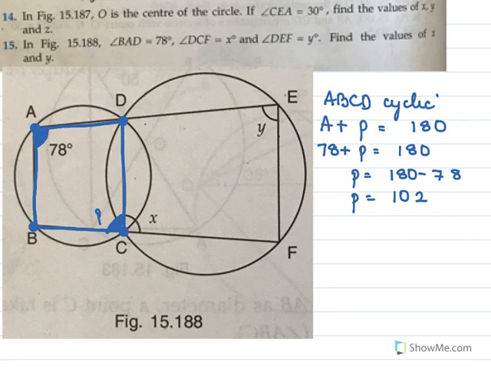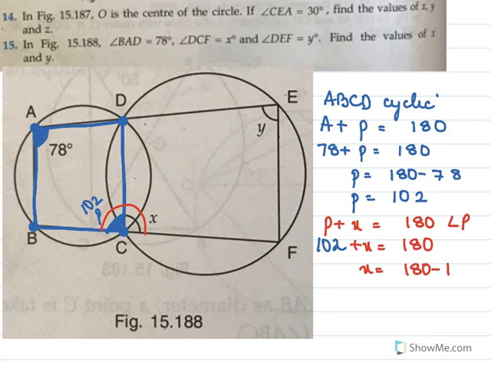Next we're going to take a linear pair. So here is a linear pair, which means P plus X equal to 180, and that is a linear pair. We found P already as 102. So we'll write here 102 plus X equal to 180. So X is 180 minus 102. So X is 78. So we got X is 78.